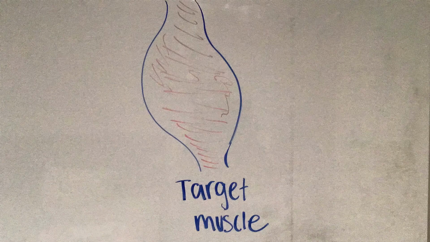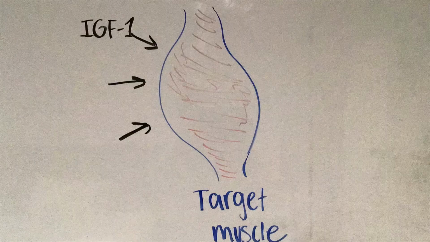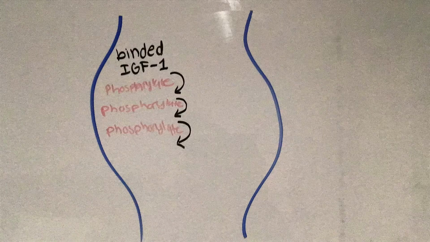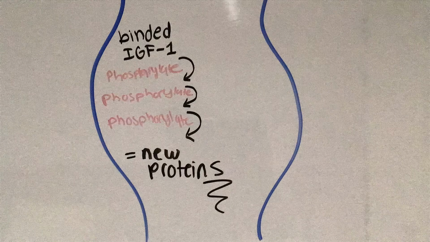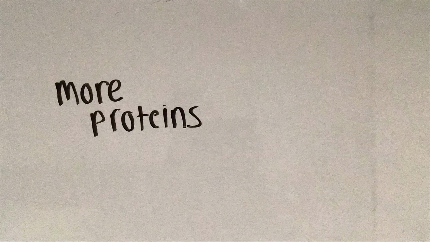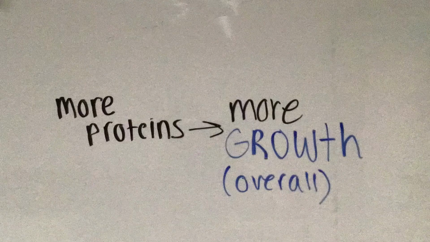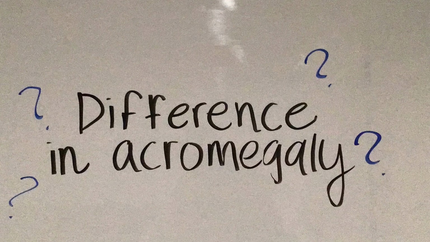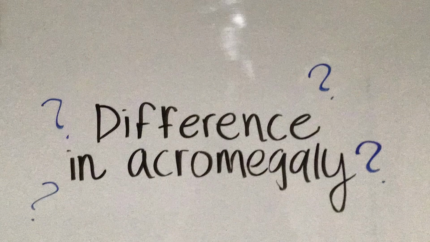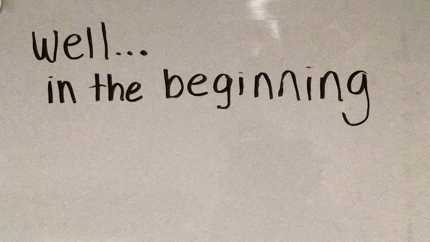IGF type 1 will then bind to the muscle cell and, through phosphorylation cascades, will develop new proteins. More proteins lead to more growth in the body, and this leads to human growth. So what's the difference in acromegaly? The difference starts in the beginning.